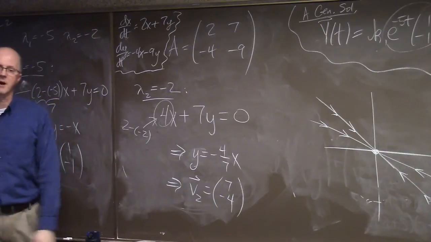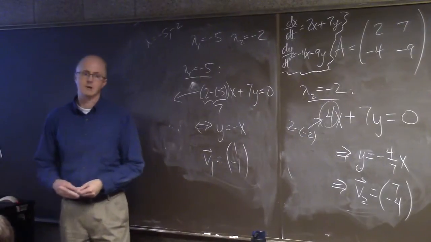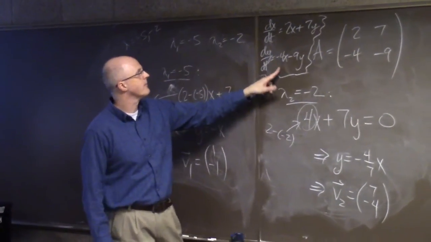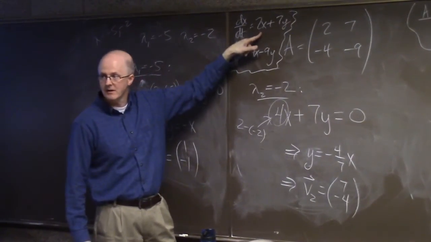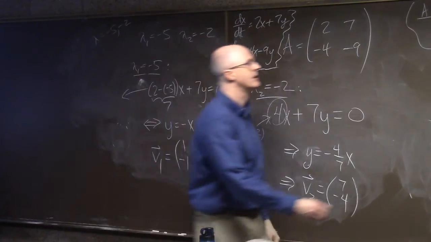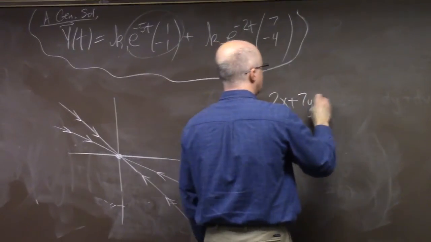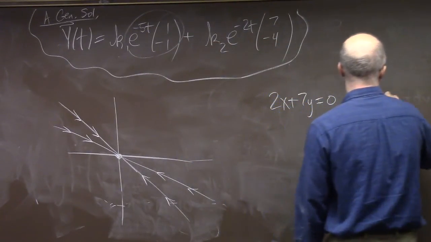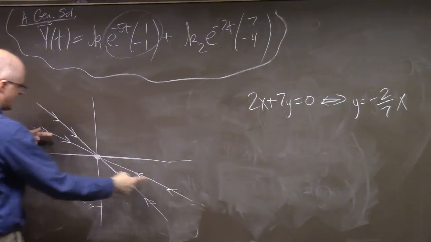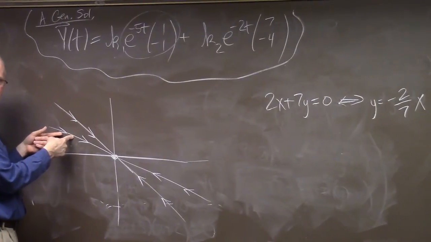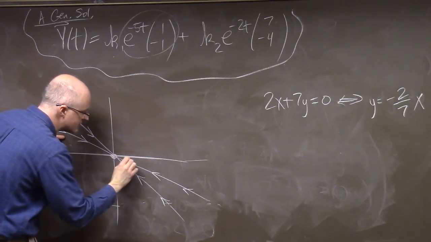I wrote it in vector form on Mathematica over here. You should be able to translate between vector form and scalar form. Remember, the x nullcline, where dx/dt is 0, is where this thing equals 0: 2x plus 7y equals 0, which is equivalent to y equaling negative 2/7 times x. This line has a slope of negative 4/7. A nullcline, which I'll just draw very lightly, would have a slope of negative 2/7. It'd be about like this.